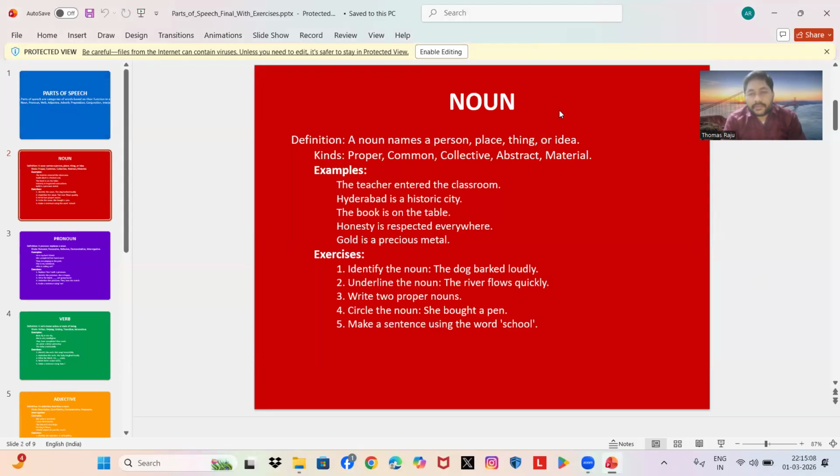So first let us see noun. What is noun actually? What is the definition of noun? A noun names a person, place, thing, or idea. A noun is a word that tells the name of a person, place, or thing. Here, thing means, according to science, living things are there, non-living things are there. So it's used with a broad sense. So once again, a noun names a person, place, thing, or idea.